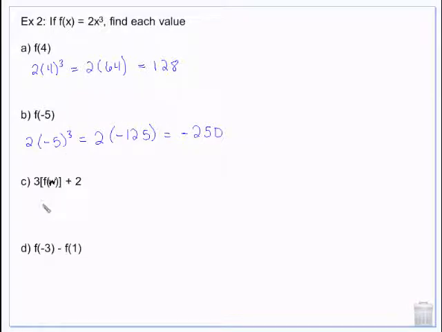Here I'm replacing it with a w. Then I'm going to multiply it by a 3 and add 2 to it.